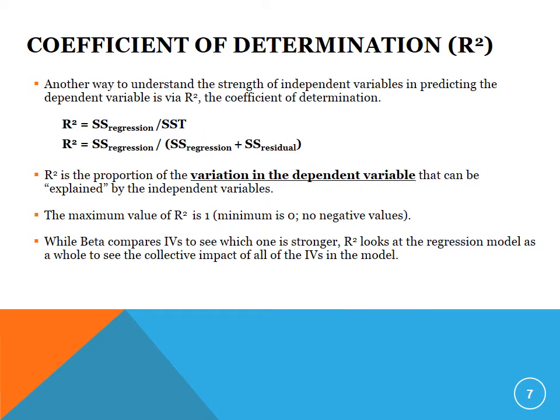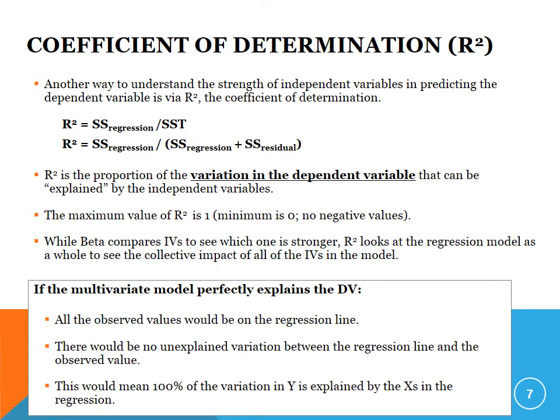While beta compares independent variables to see which one is stronger, R-squared looks at the regression model as a whole. I said this already, but it's always good to repeat it, especially during the learning process. R-squared looks at the regression model as a whole to see the collective impact of all of the independent variables in the model. Collective impact.